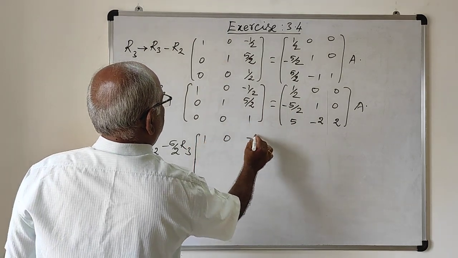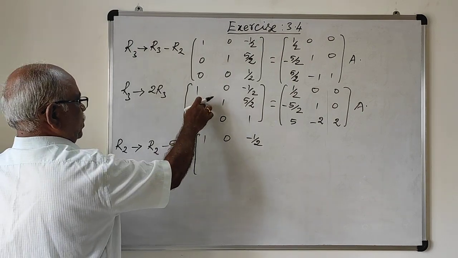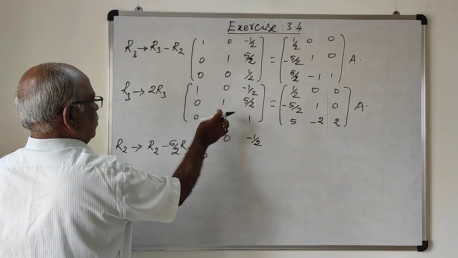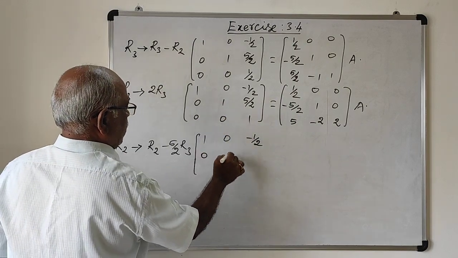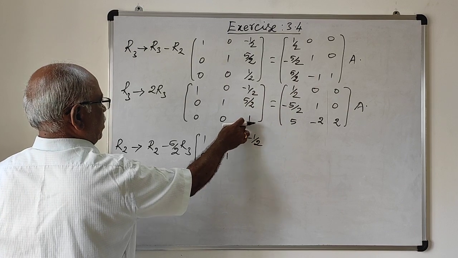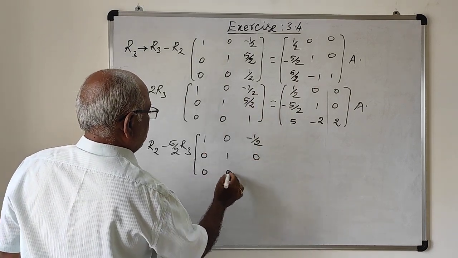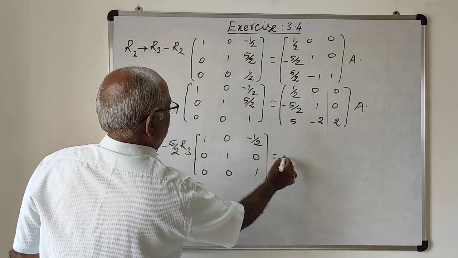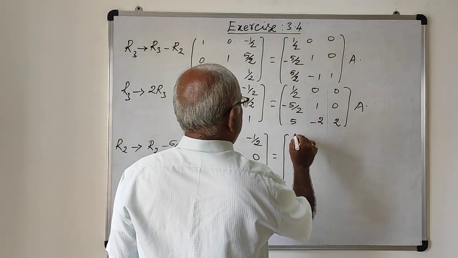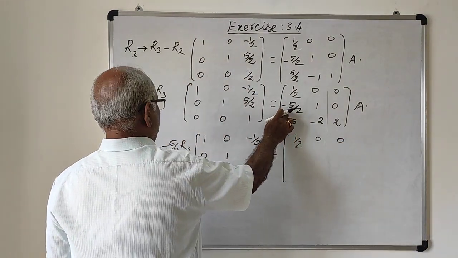That is 1, 0, minus 1 by 2 in the first row. R2 minus 5 by 2 R3: 0 minus 0 is 0, 1 minus 0 is 1, and 5 by 2 minus 5 by 2 is 0. And the third row 0, 0, 1. So we are nearing the answer.